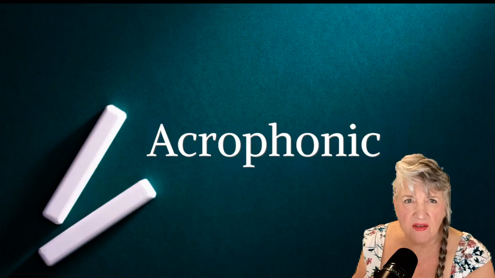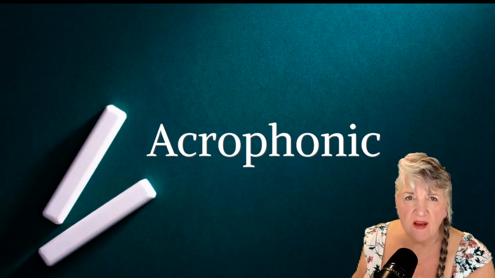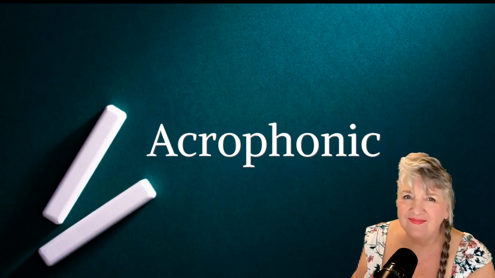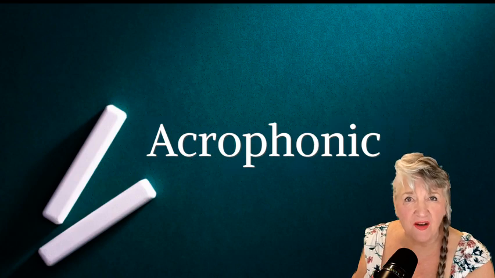Acrophony is defined as the naming of letters of an alphabetic writing system so that the letter's name begins with the letter itself. For example, the Greek name for the letter A is alpha. It begins with the letter A. Likewise, the Greek name for the letter B, beta, and so it goes on through the entire alphabet.